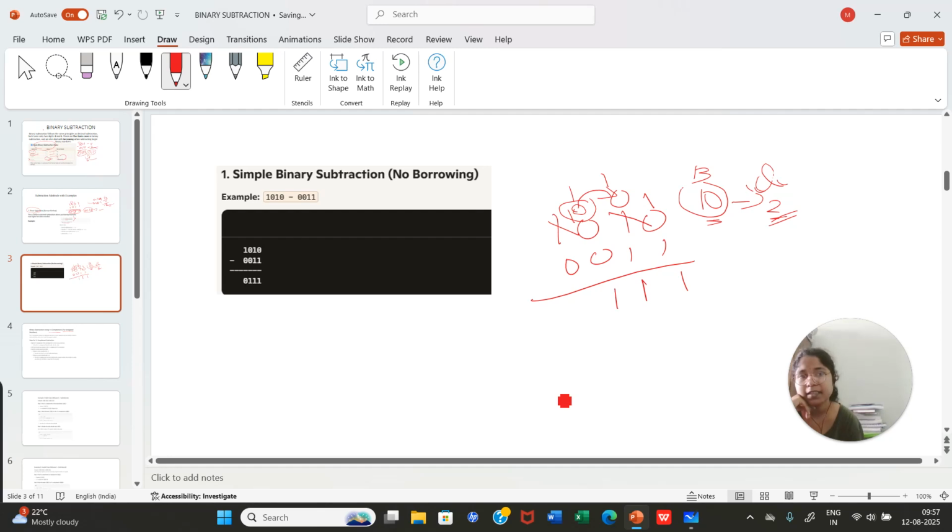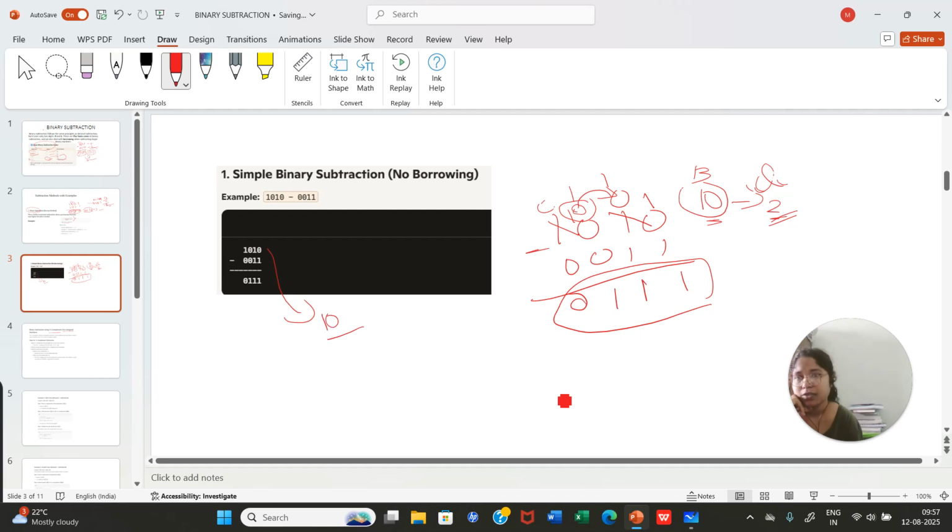Next, here nothing is left, we already took it, 0 minus 0 is 0. Got it? We got the answer. If you want to cross check the answer, let me check. What is the value for this one? 101 in decimal is, what is the value in decimal? That is 10.